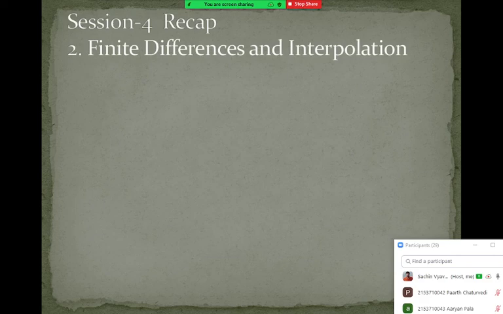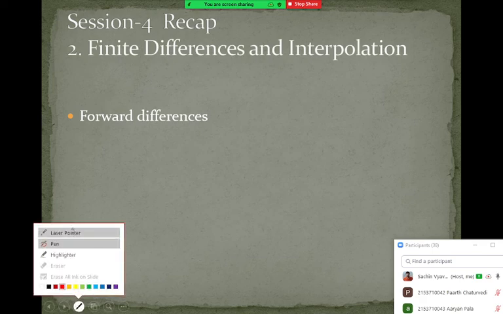So in the last session, we learned about four important operators, which we are going to use for interpolation purposes. Let me first recall the definitions that we saw in the last session for the operators here. The first one is the forward difference operator.